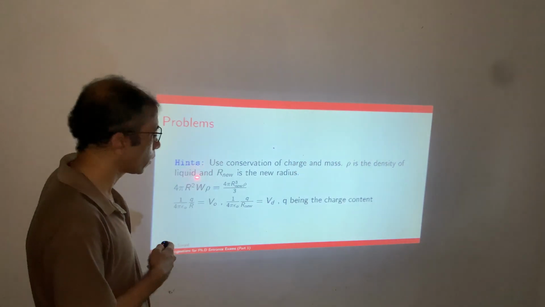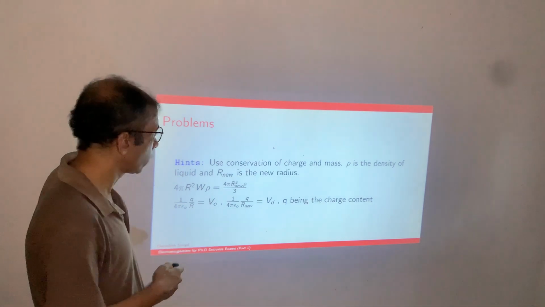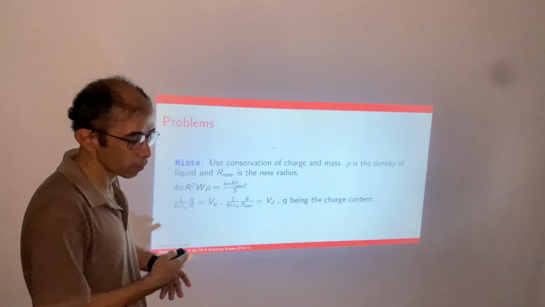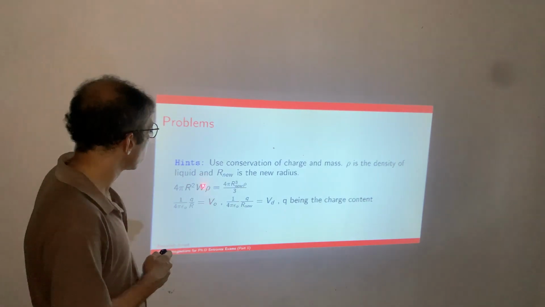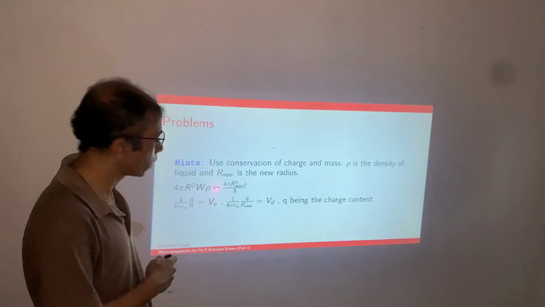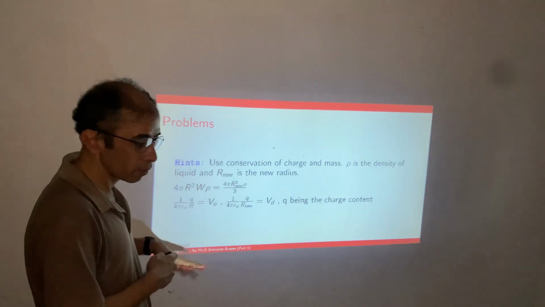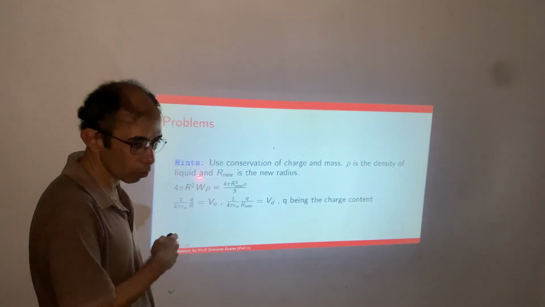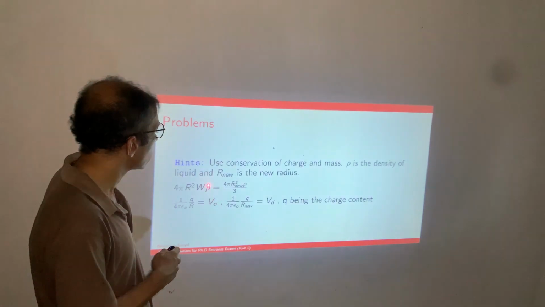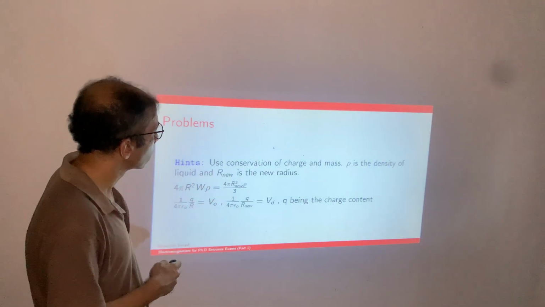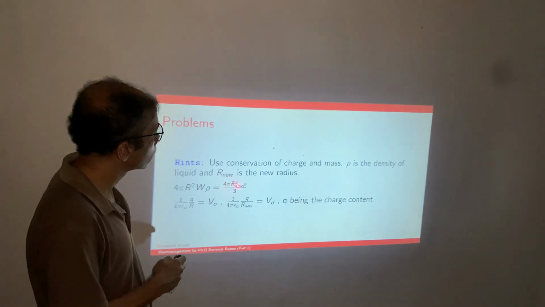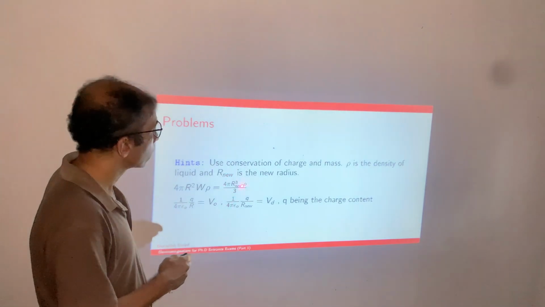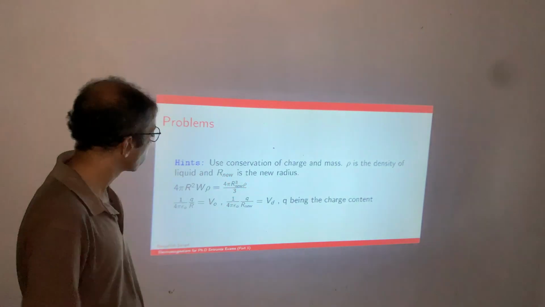Rho is the density of the liquid that forms the soap bubble, and R nu is the new radius of the sphere after it changes its shape. Then if w is much less than R, then I can say that the mass of the shell is 4 pi R square into w, which is the volume of the shell, multiplied by rho. So that is the mass, and that is equal to 4 pi R nu cubed by 3, the volume of the sphere, times rho. This is one relation.